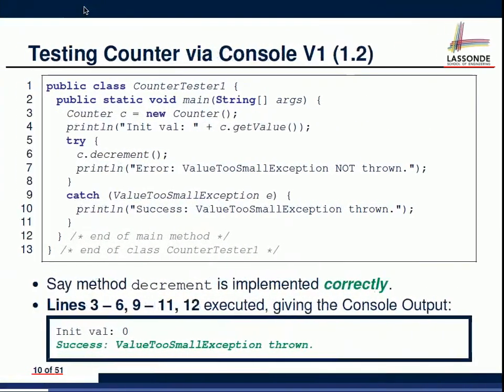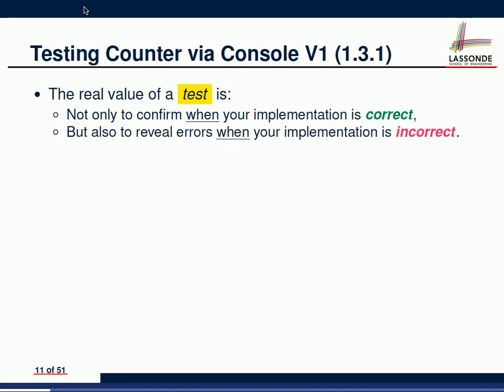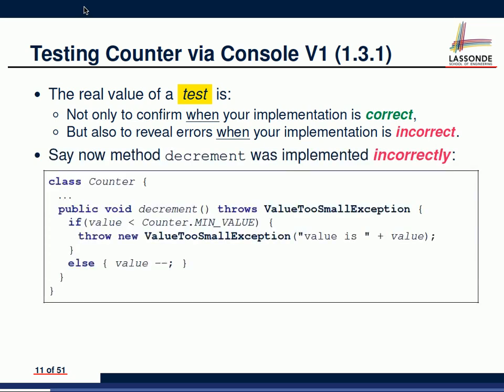Let me go back to the slides, and then, so now, the real value of a test, like a console tester 1, is not only to confirm when your implementation is correct, because it doesn't happen always, right? Even if you're a very good programmer, even if you're very experienced, you can still make mistake. But also, when your implementation is incorrect, the tester or test will actually signal some error to you. In this case, if the implementation was not correct, it should tell you in the console, error, the exception was not thrown, right? So now, let's see this. So what we want to do is as follows.